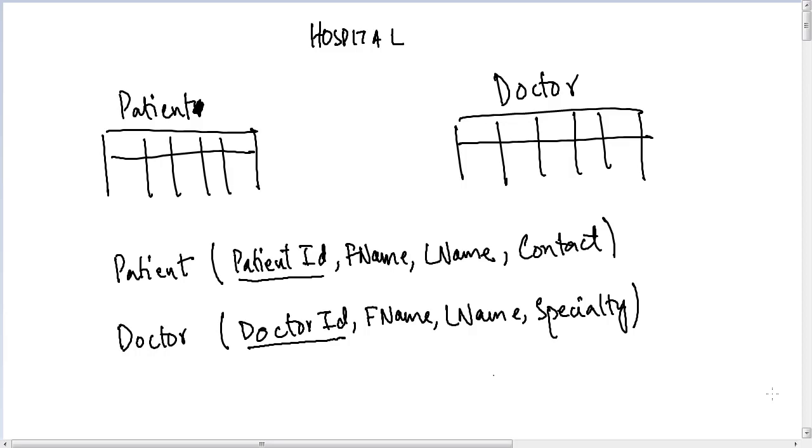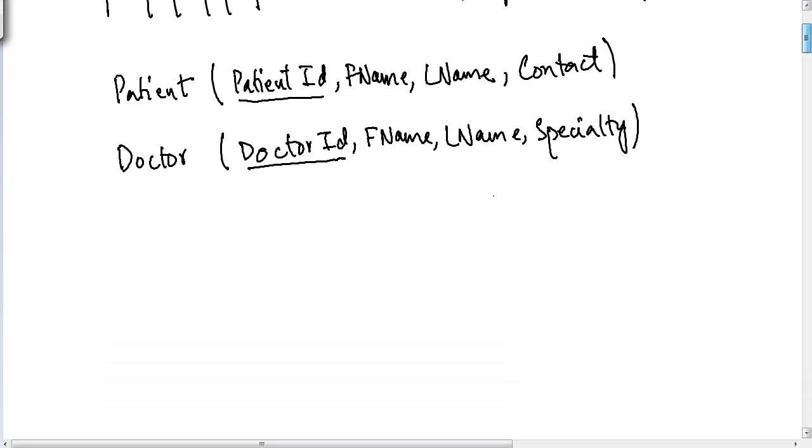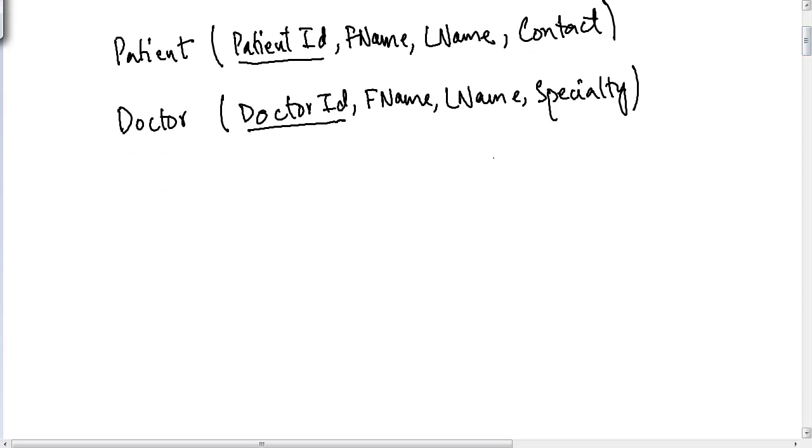You see, to link the doctor table to the patient table, we will take the primary key of the doctor table, that is the doctor ID, and we are going to add it to the patient's table. So let me just scroll up a little bit. So here's what we are going to do. We are going to modify the patient table.